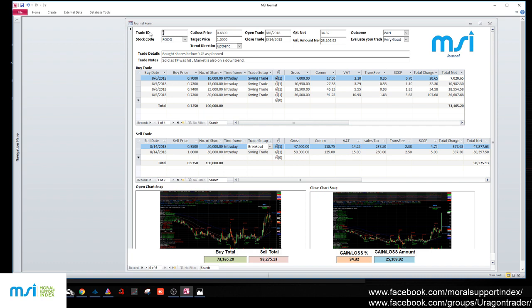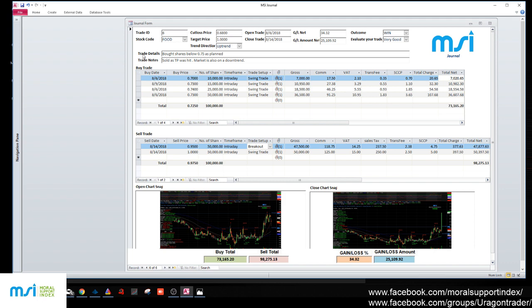Okay, so this is my sixth trade, and cut loss price at 0.68, target price piso, open trades, close trades, August 6 and August 14. So yung total trades natin, nagkaroon tayo ng 34% gain, and that's a total of 25,109. The outcome of the trade was a win kasi nag-gain tayo. Then we can say that that trade was a very good trade.